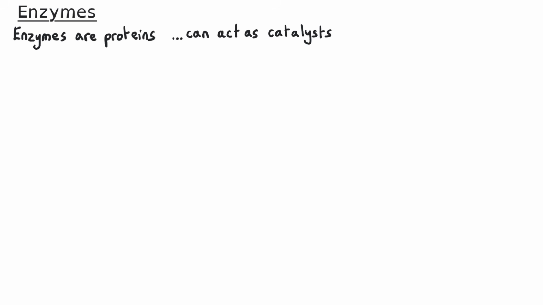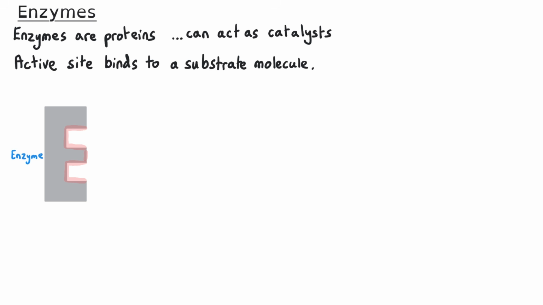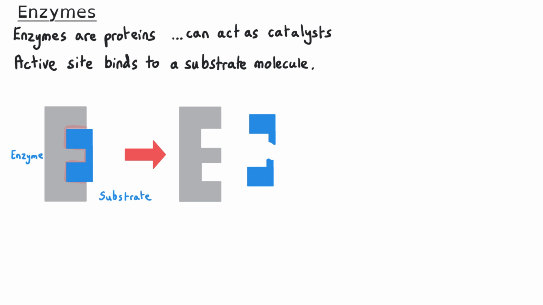In other words, they speed up chemical reactions without being used up themselves. Enzymes have an active site, and you can see this here in our two-dimensional enzyme shown in grey, and the active site is highlighted in red. This is the region where the substrate molecule, shown here in blue, binds to the enzyme. When the substrate binds, the enzyme helps the reaction take place. For example, it might break the substrate into smaller pieces.